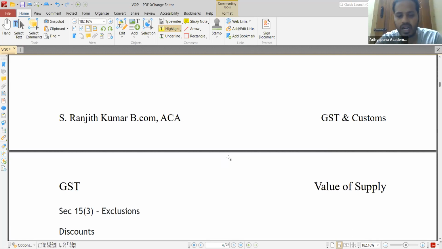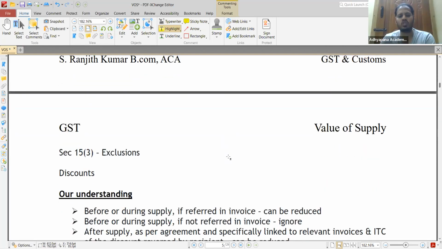Since this is a demo class, I have a shorter time to take the class, so I'm limiting myself and not jumping to the valuation rules. Then we have seen 15.2, which is nothing but inclusions. Inclusion: no GST, no TCS, and ISCA. No GST and no TCS means you have to add all taxes other than GST and TCS. What does ISCA mean? Incidental expenses, subsidy other than government subsidy, charges for delayed payment, and amount incurred by the recipient on behalf of the supplier. Clear?